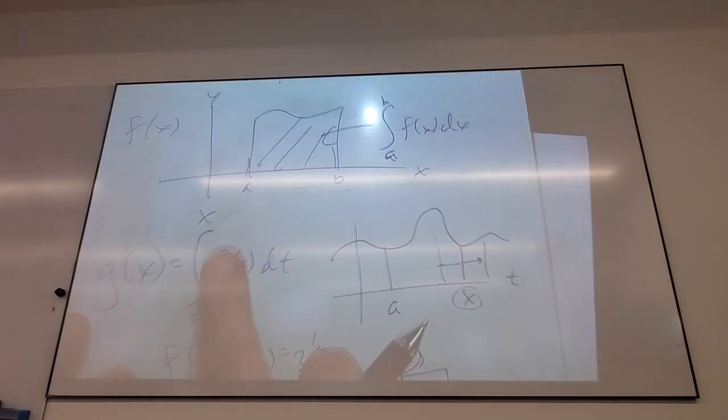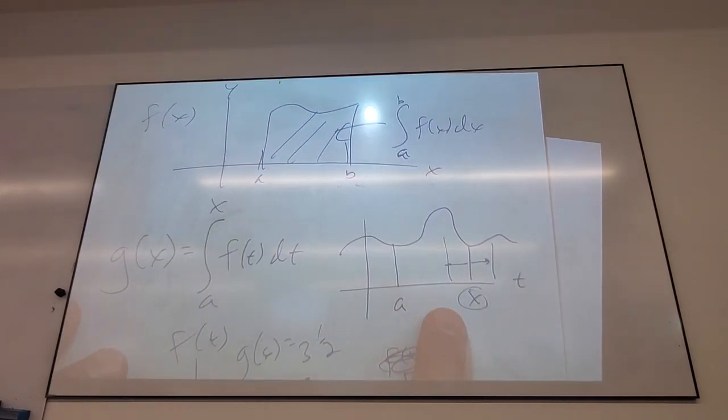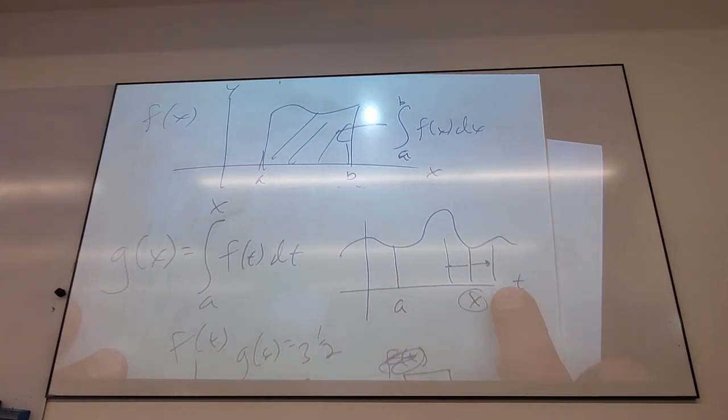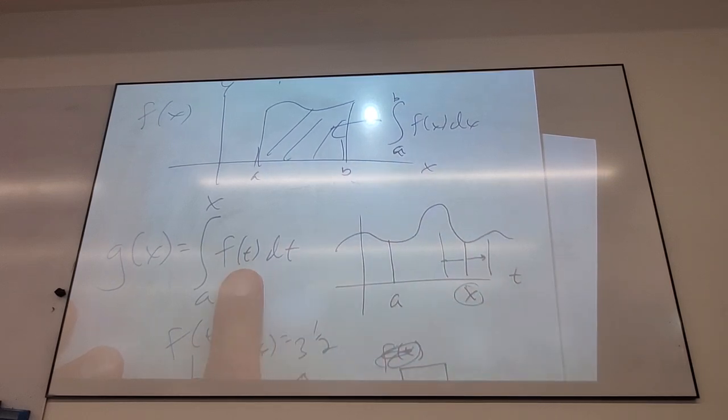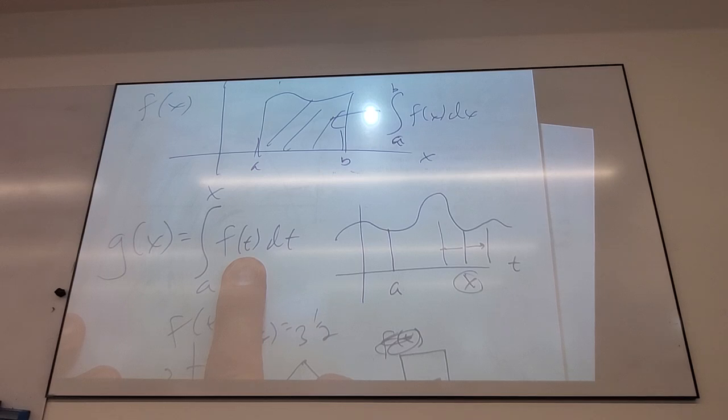So x already has a job. It tells me where to stop. It cannot also represent every value in here. So I gotta bring in some little dude to help me out. And I don't blame you, this is weird. But I want you to realize it doesn't change anything mathematically. It's still the same function.